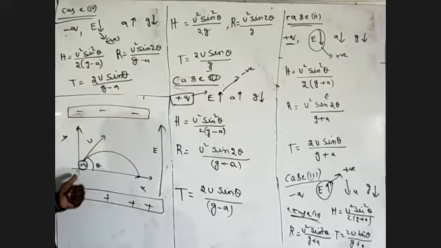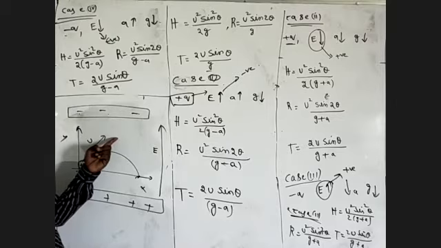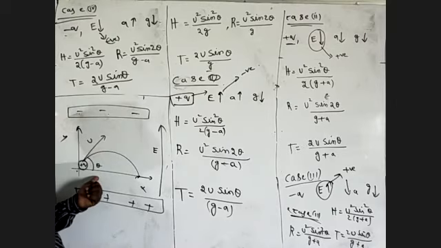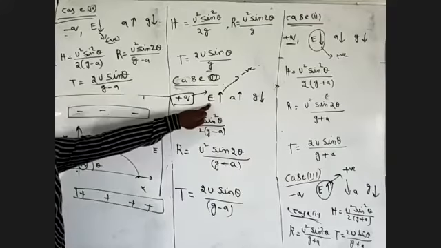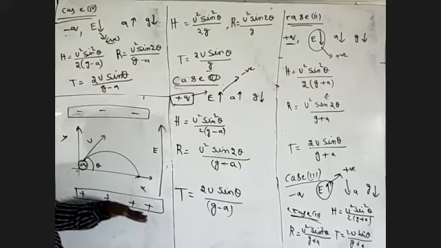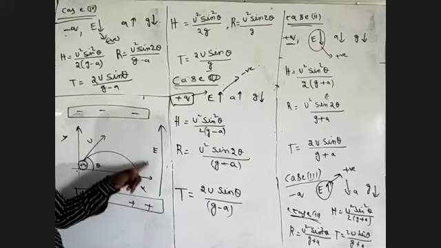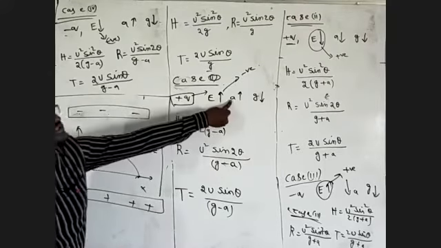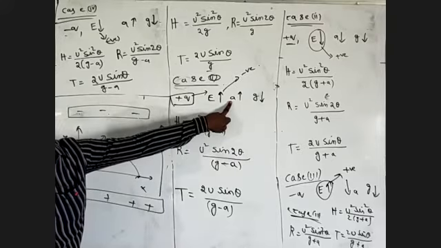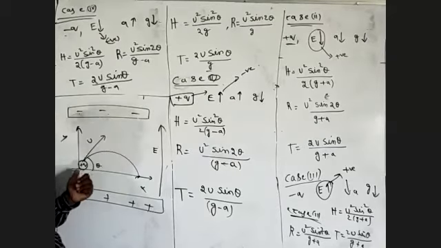The charge is positive. A positive charge is projected in a space with a velocity u, making an angle theta with the horizontal direction. The electric field is upward, from the positive plate to the negative plate. Now, this is the acceleration of the charged particle, the acceleration of the positive charged particle.